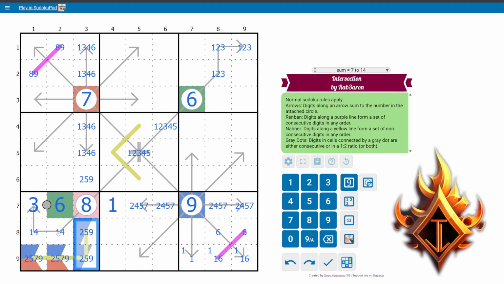If I could get 4, if 4 is in a row with 3, then I would know that this has to be... No, I wouldn't know that. Well, no. If this cannot be 1, or sorry, this cannot be 4, because that would be 1.